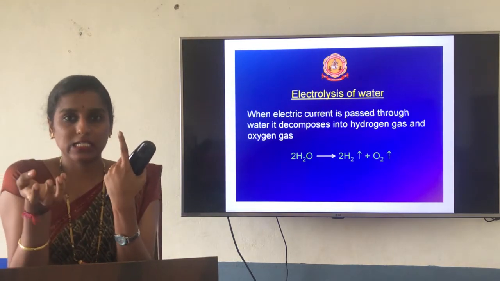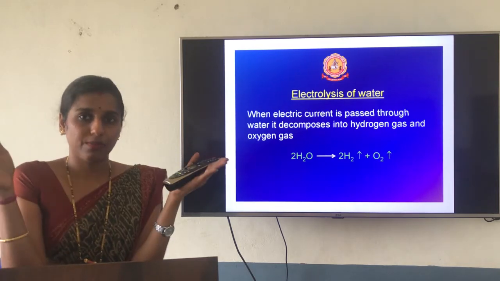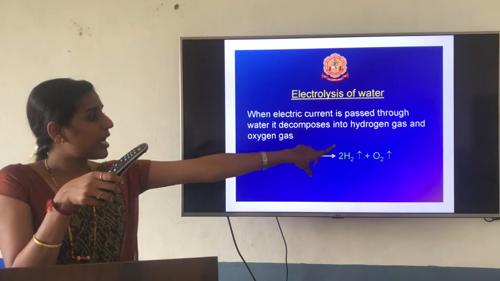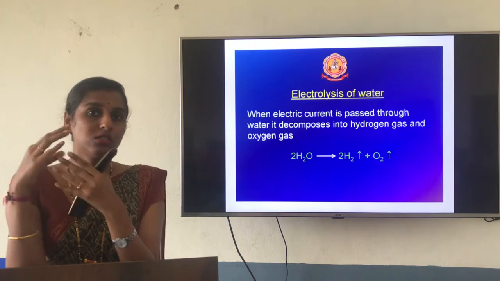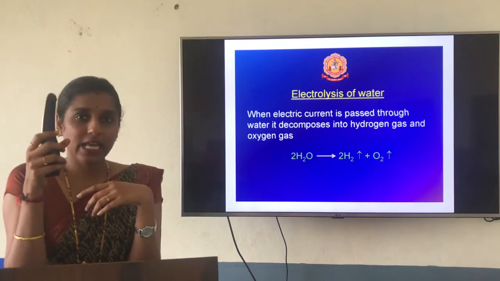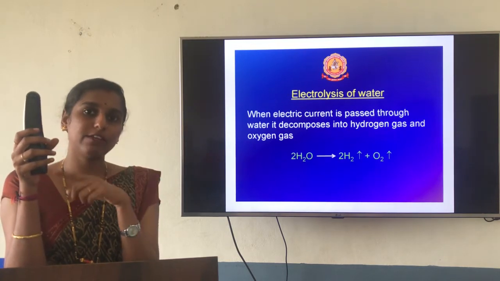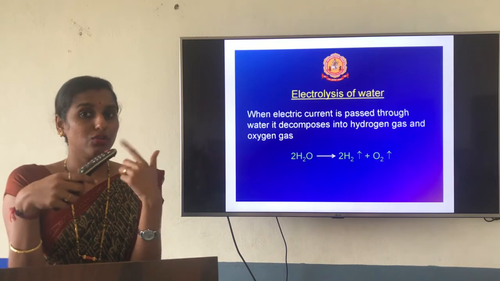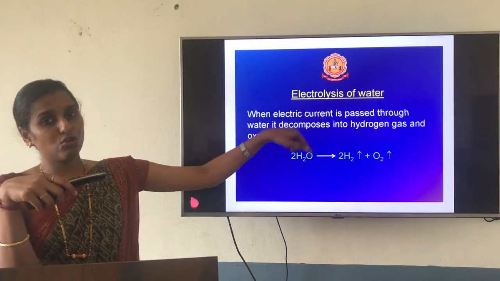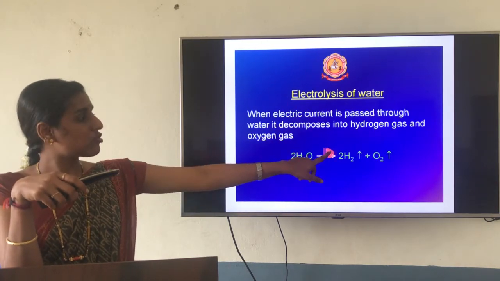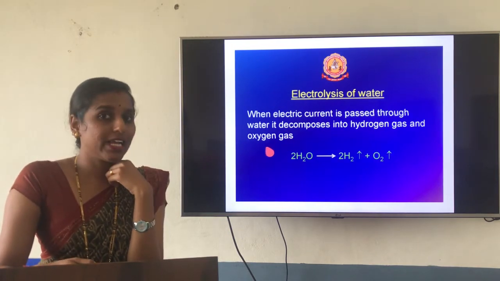When you pass electricity, the water molecule that you have taken will start decomposing. It will split as H2 as well as O2. H2 will move towards one electrode, oxygen towards the other. Oxygen is negatively charged, so it will move towards the positive electrode, and hydrogen is positively charged, so it will move towards the negative electrode. Positive and negative always attract. So hydrogen goes to the negative electrode and oxygen goes to the positive electrode. This is one more example of decomposition.